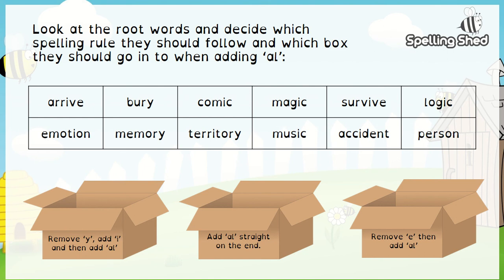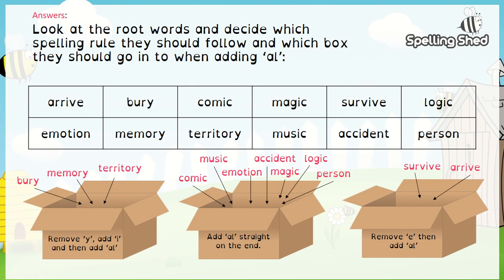Okay, well done everybody. Let's check our answers. So, hopefully in this first box you have put bury, memory and territory. When we drop that Y, we need to add an I and then add AL, and we would have burial, memorial and territorial. For these words, actually a lot of them end in a C.